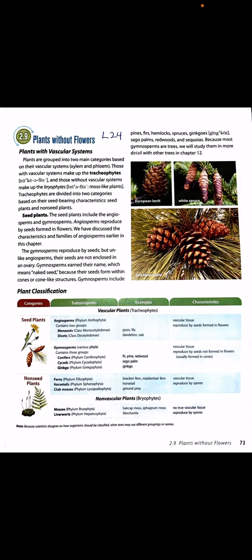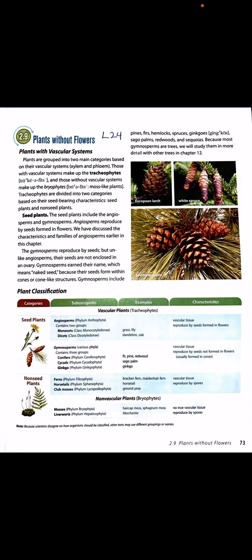Tracheophytes are divided into two categories based on their seed-bearing characteristics: seed plants and non-seed plants. Seed plants. The seed plants include the angiosperms and gymnosperms. Angiosperms reproduce by seeds formed in flowers. We have discussed the characteristics and families of angiosperms earlier in this chapter.